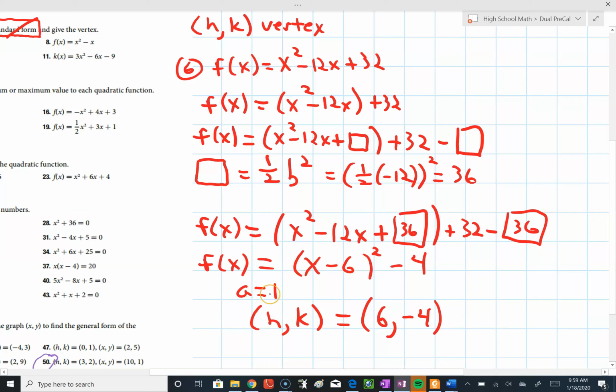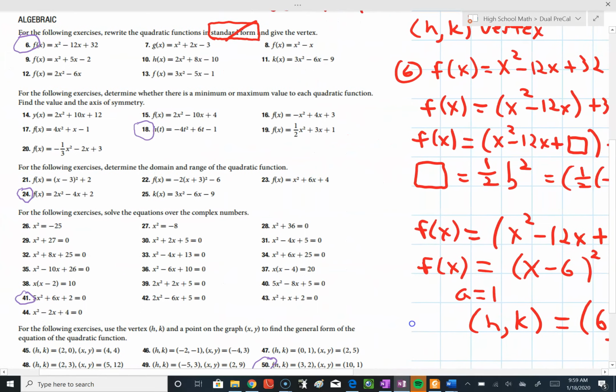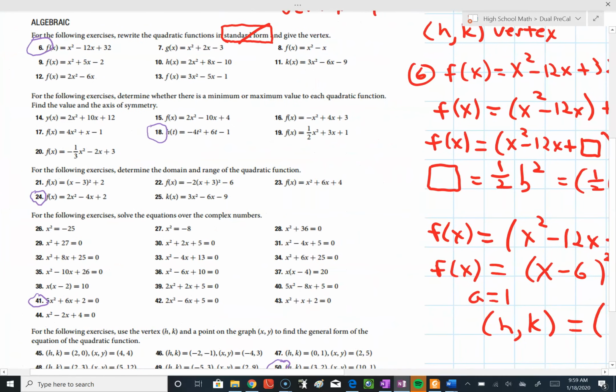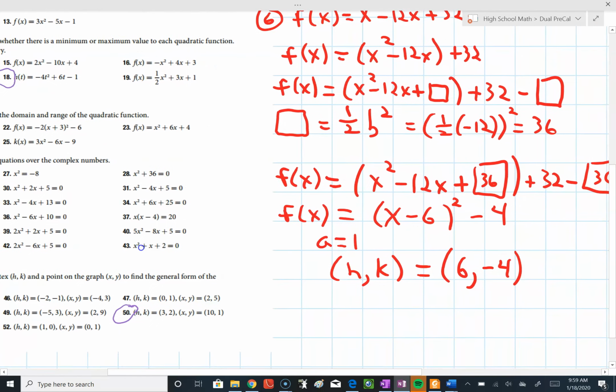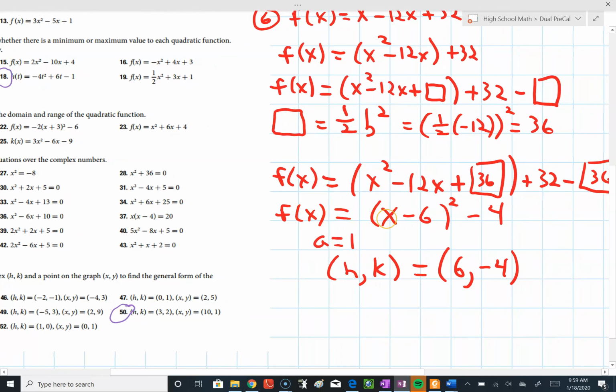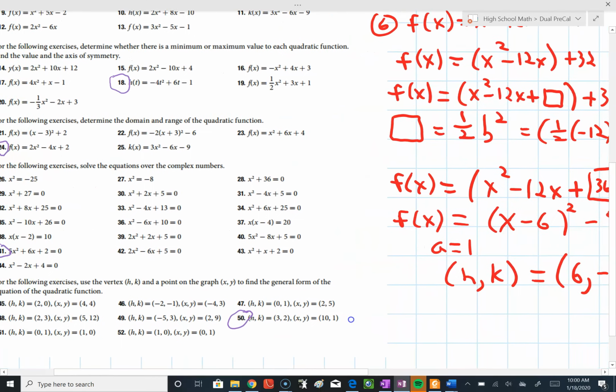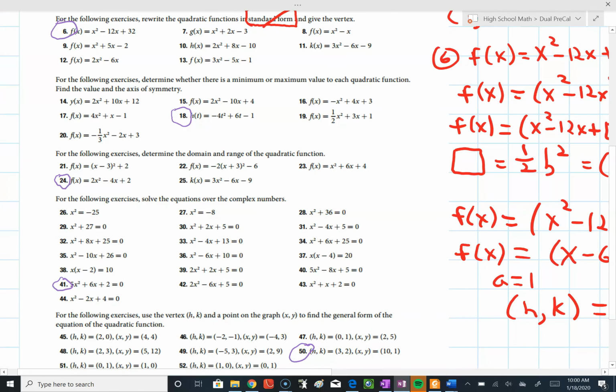So a gives us the direction of opening. If it's positive, it opens up. Negative, it opens down. And h and k tell you where the vertex is. So on number 6, we have written it in what they call standard form, we're going to call vertex form, and we've given the vertex. So this is the form we're looking for, and our vertex is 6, -4. That's number 6.